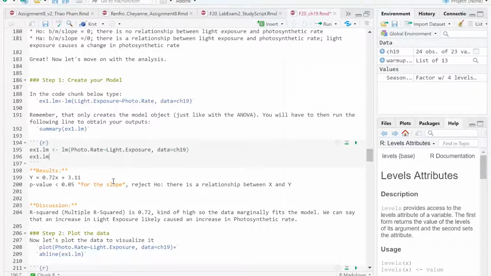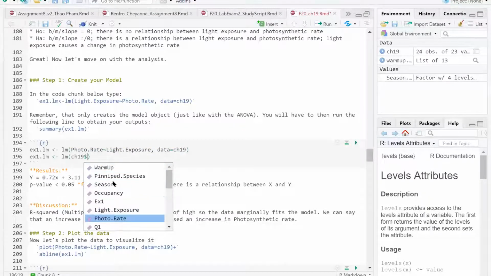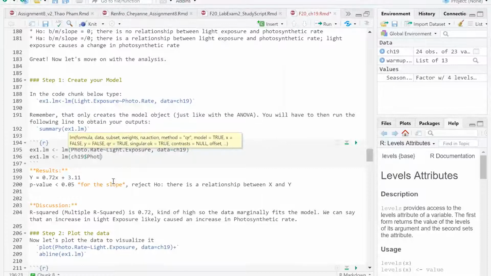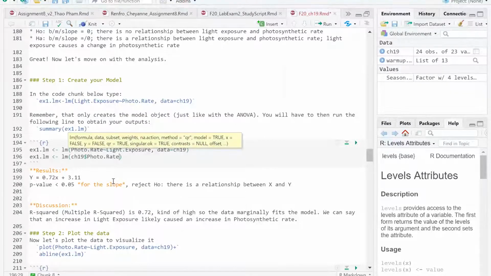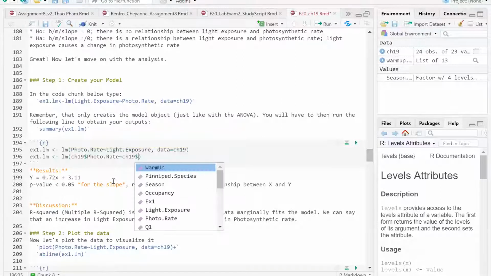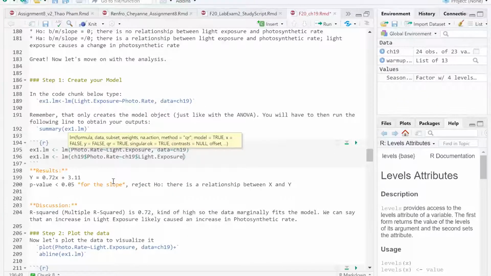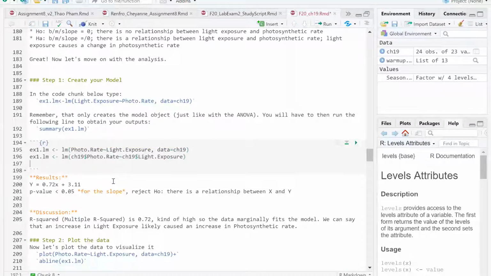And just to show you what I meant before, if you did it as chapter 19, $, you could do photo rate. And remember, what I like about this is that you do chapter 19, $, and then you can tab through this. Highlight photo rate, hit the tab key. Squiggle, chapter 19, $, scroll down to light exposure, hit the tab key, and that's it. And it's a little bit less typing, a little bit less likely to make errors, but again, totally up to you which method you want to use.